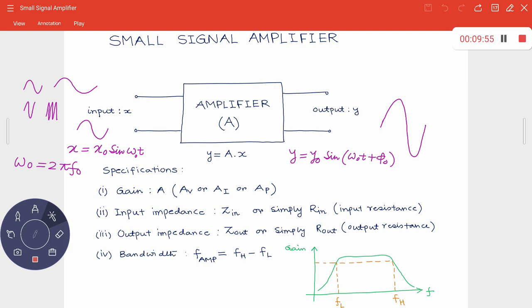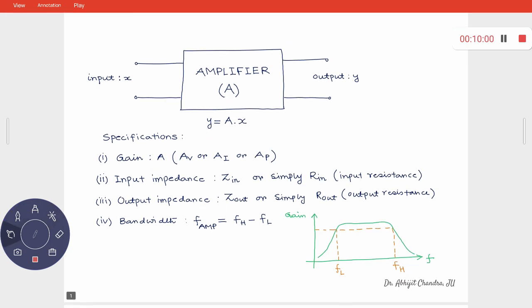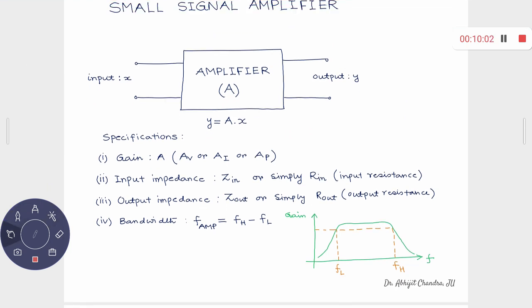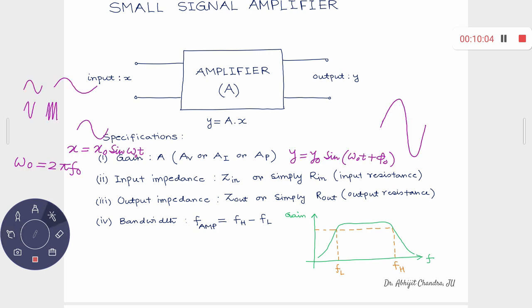So our region of interest is this particular range between FL and FH, where the gain is relatively constant. In this unit, unit number 3, we will concentrate only on this range, FL to FH. And in the next unit, we will identify how to calculate FL and what factors are responsible for determining the values of FL and FH.